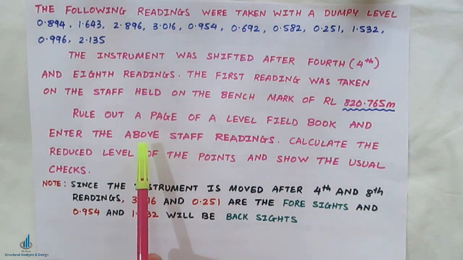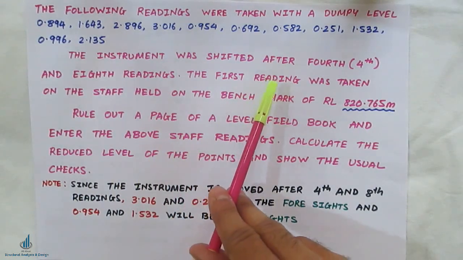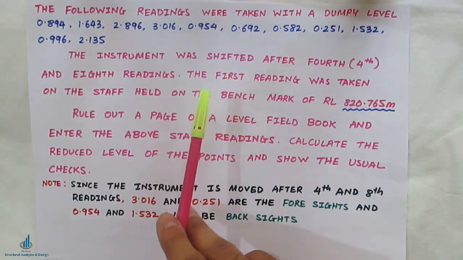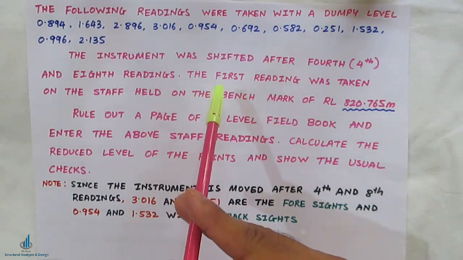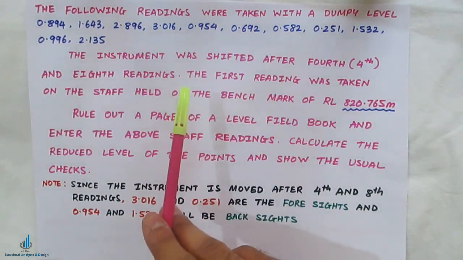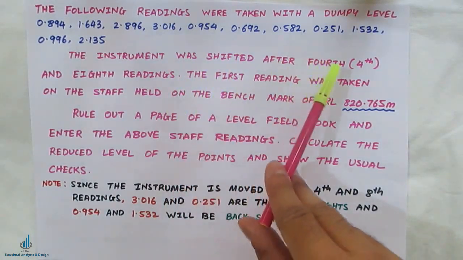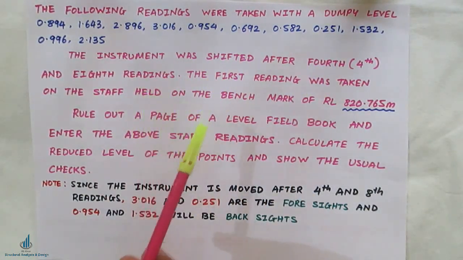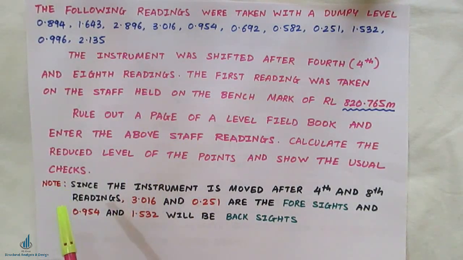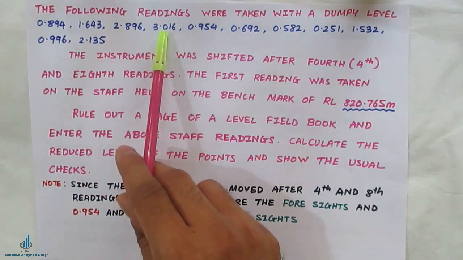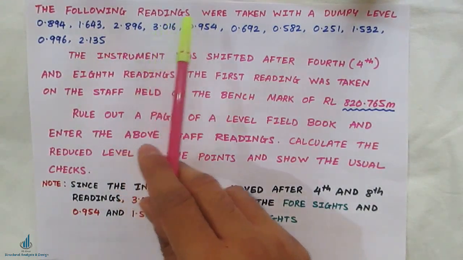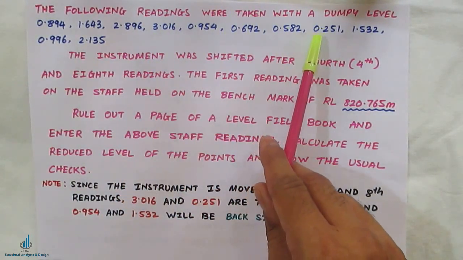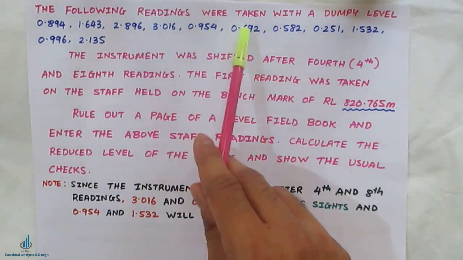In the height of instrument method problem in our previous video, the instrument shift was not given. From the readings we found out where the change point was, but in this problem the change point is given directly, and it says that the instrument was shifted after the 4th and 8th readings. So from this we can make out where the change point is. Since the instrument is moved after the 4th and 8th readings, 3.016 and 0.251 are the foresights. The 4th reading, 1, 2, 3, 4, is 3.016, and the 8th reading, 1, 2, 3, 4, 5, 6, 7, 8, is 0.251.